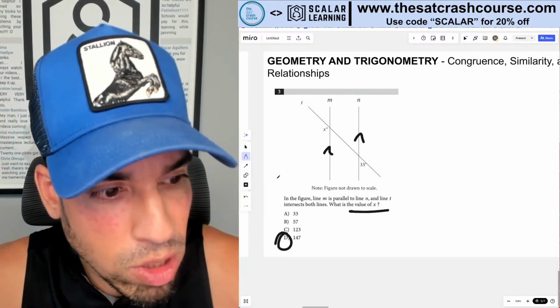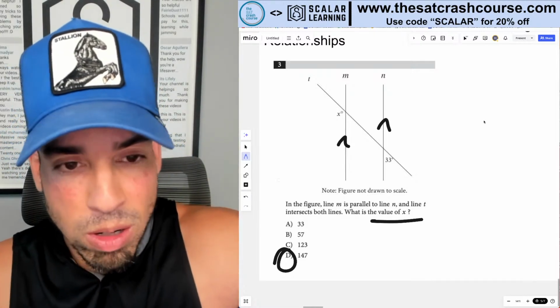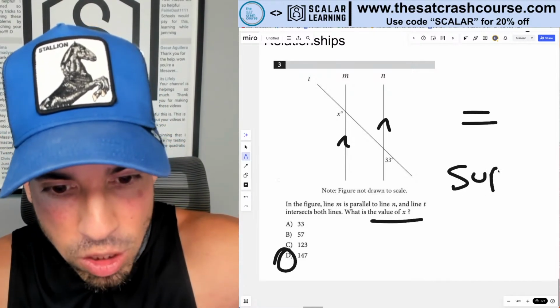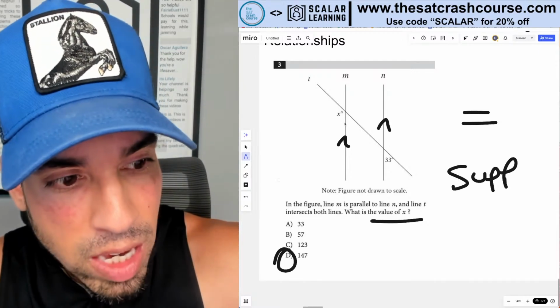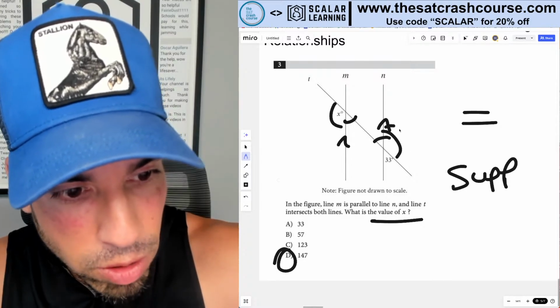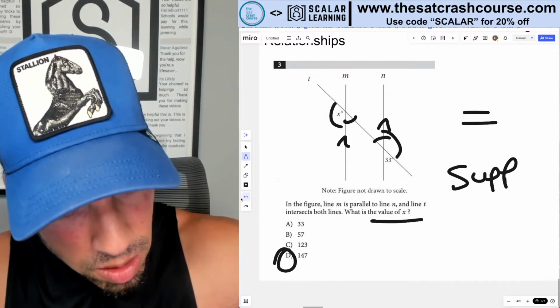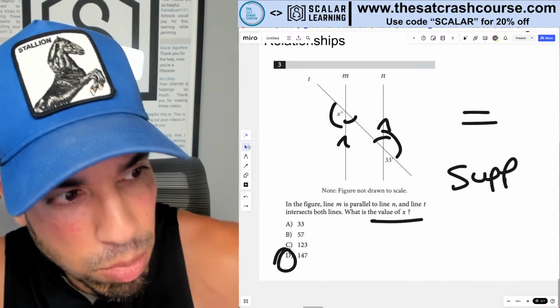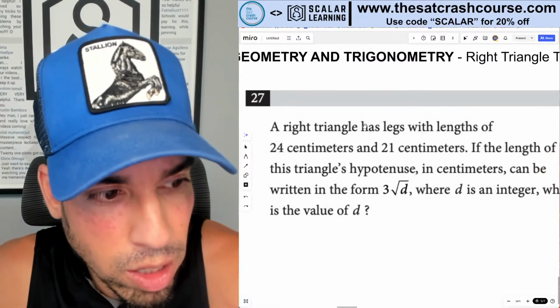147. Now, the beauty of this is, if you forget that specific relationship, there's only 2 relationships with parallel lines, equal or supplementary. It's one of the two. These definitely don't look equal, right? Equal would be alternate interior, alternate exterior. Those are equal. So they're not equal. You have to go supplementary, which means they add up to 180. That's how you can get there. Boom, done. All right, next, right triangle trigonometry.